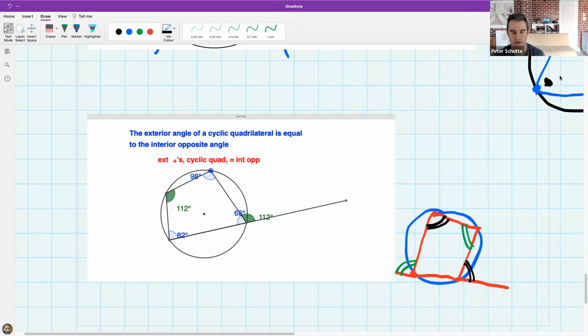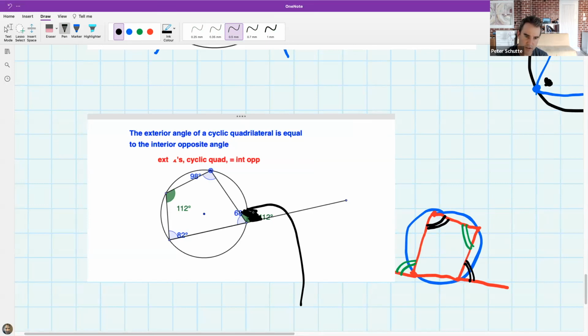Sir, at 112 plus 82 must give you the exterior angle, which is 112, or am I not understanding? So what you do is you look, the 112 is the exterior angle, right? So it's this one out here. And then the interior opposite is, if you go from the 112, you go inside and across. So that's called the interior opposite, with the 82 at the bottom.